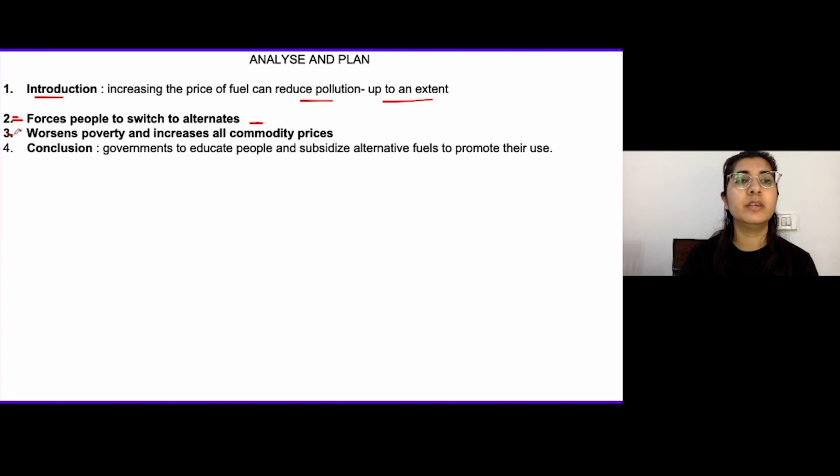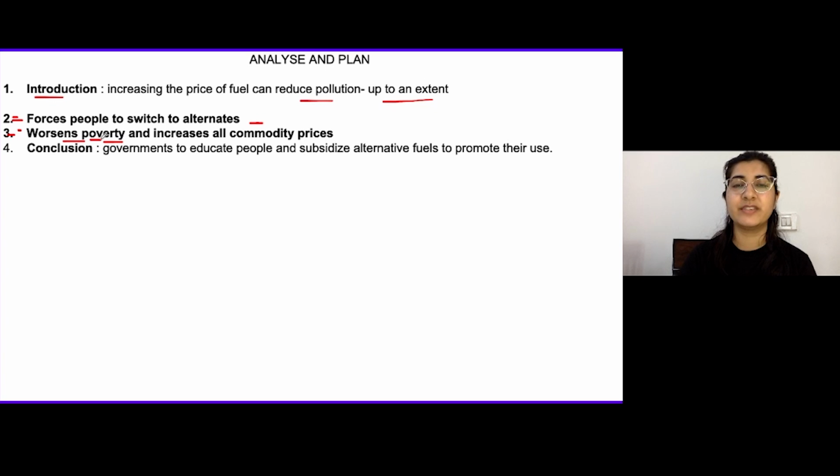And in the third body paragraph, I'm going to write the opposing view, which is that, on the other hand, it worsens poverty because all the commodity prices are increasing because you've increased the price of fuel. All the commodities are being transported using this fuel. Any grocery that we buy is being transported, which means that all the prices have gone up, and the most impact is on the backs of the lower middle class or the poor people of the country, and it's worsening poverty.